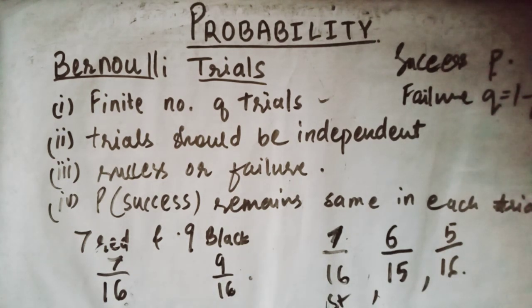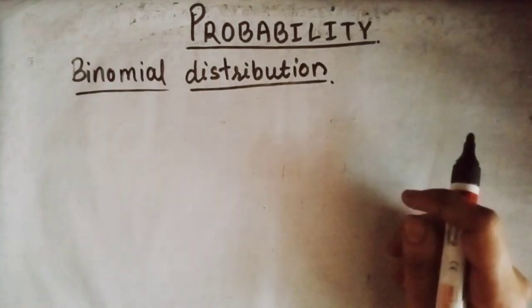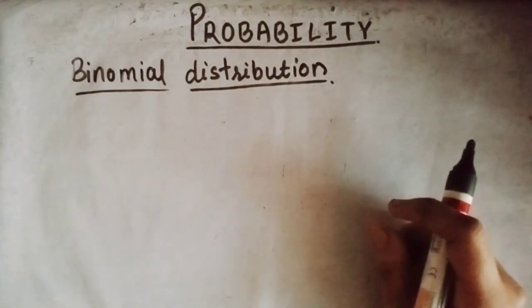So to get a Bernoulli trial, the probability of success should remain the same. Next we are going to learn about binomial distribution.